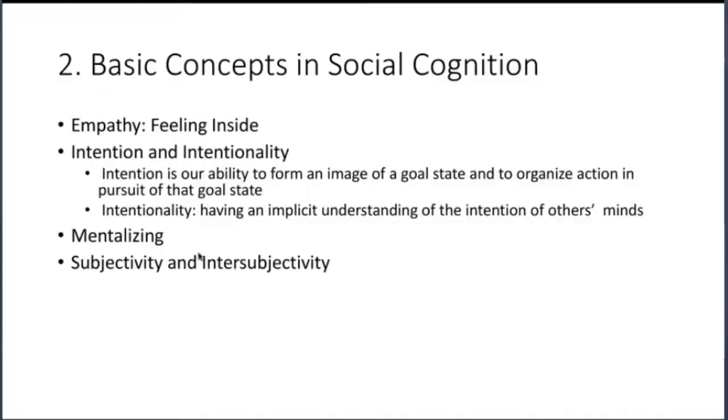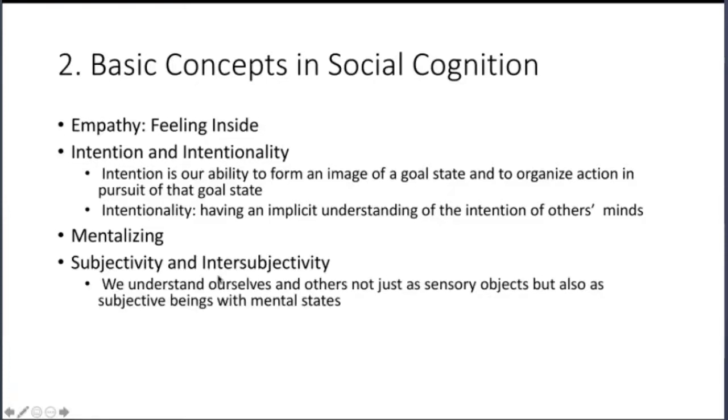People around you have their own mental state as you have, and they experience what you experience as well. So considering a level of mental processing in others is called mentalizing. That is another level of social cognition. And the other level is about what we call subjectivity and intersubjectivity. And by intersubjectivity, what do we mean?